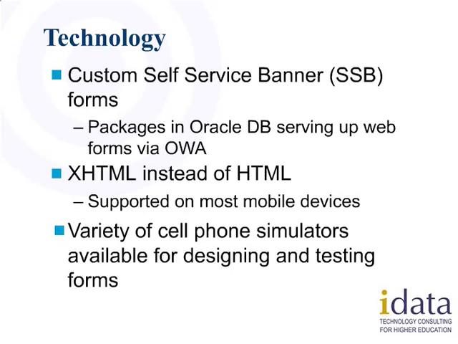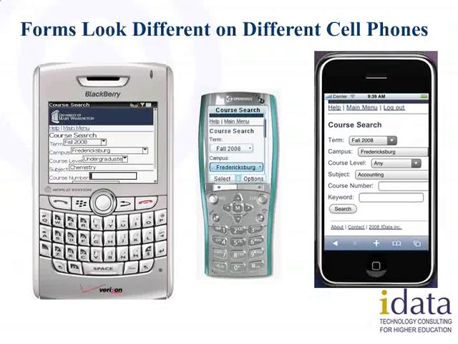Throughout the project, a variety of different cell phone simulators were used to design and test the forms. We found that actually using simulators allowed us to test the forms on a desktop instead of using individual cell phones. The reason for using different cell phone simulators is that the forms will look different on different cell phones, as demonstrated in this slide. Keep that in mind as you're designing the forms, and don't pay too much attention to the actual look and feel of the individual elements such as drop-down boxes, since those will look completely different depending on the cell phone that the user is using.